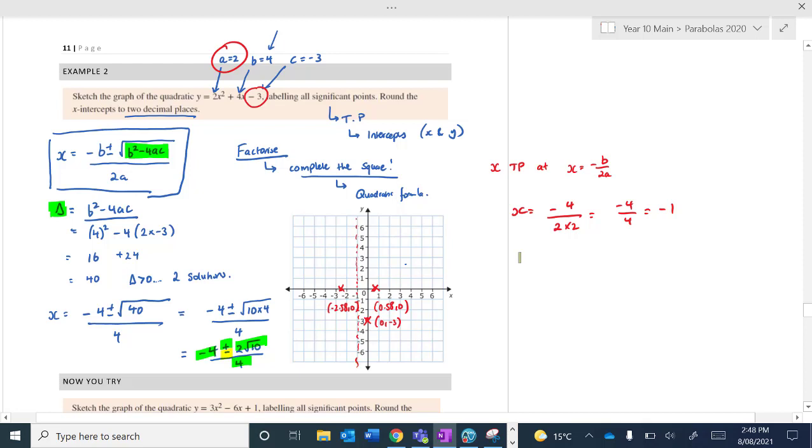And now what we need to do is, when x equals minus 1, find the rest. y is equal to 2 times minus 1 squared plus 4 times minus 1 minus 3. That's going to be 2 times 1 plus minus 4, and then minus 3. 2 minus 4 is minus 2, minus 3 is minus 5. So there you go, we have our turning point.